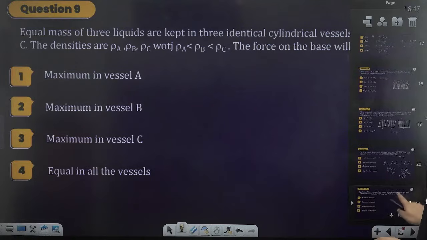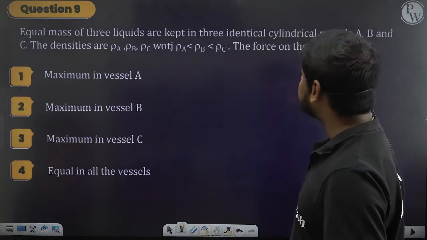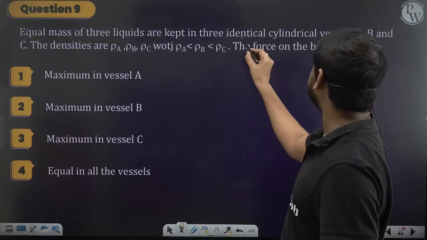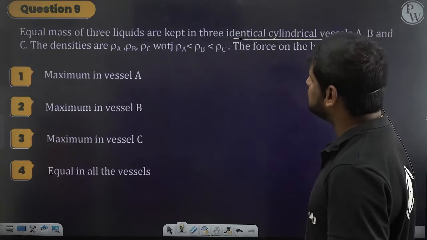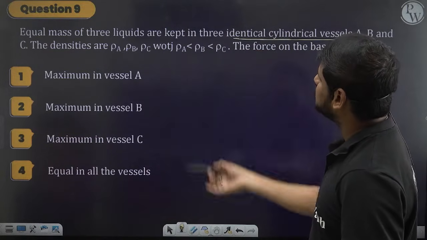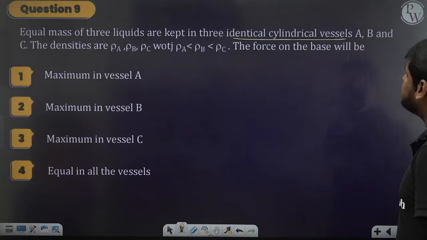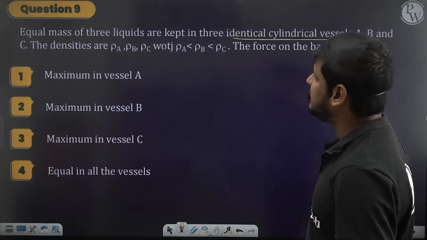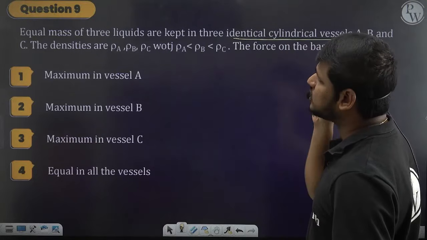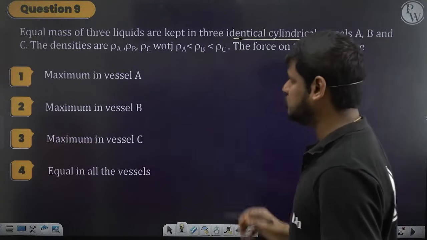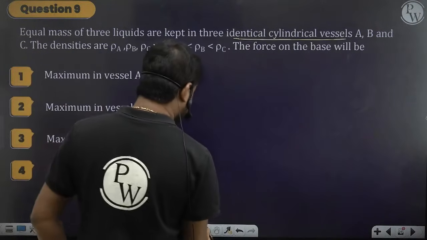So next we have one more question. What does the question say? Equal mass of 3 liquids are kept in 3 identical cylindrical vessels. The densities are rho A, rho B, rho C, given rho A is less than rho B is less than rho C. So the force on the base will be, see here, they all have equal mass, and they did not talk about the volumes, but their densities are different. If their densities are different, obviously their volumes also will be different.